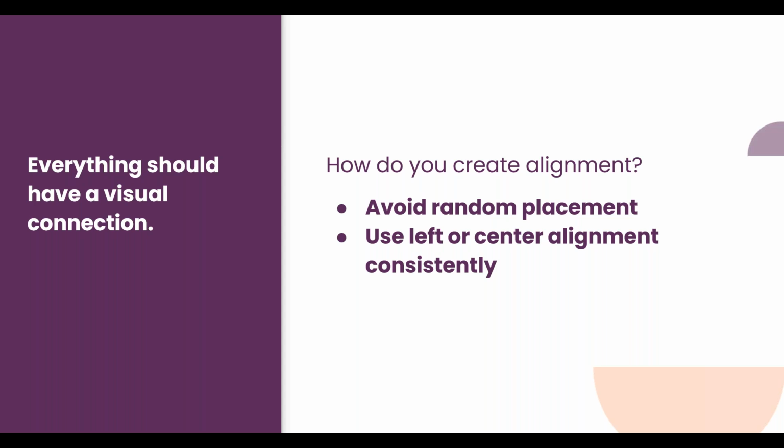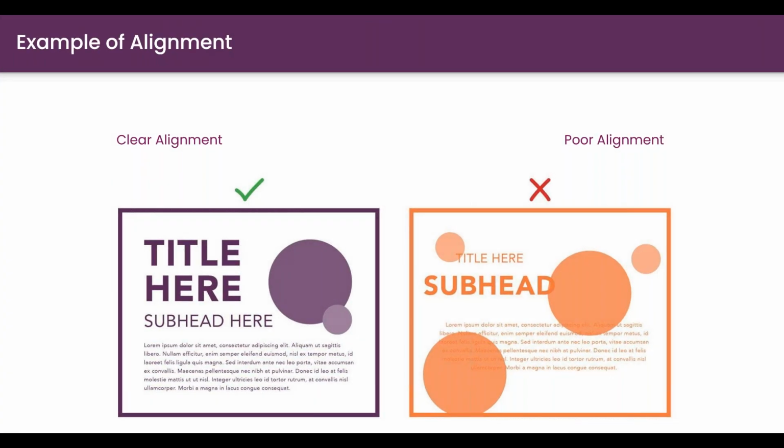Okay, so now we're going to see an example. And so here's clear alignment, right? On the left, we have a left justified title, subhead, and then the copy. To the right of that, we have the graphic or picture, and everything falls within this nice, beautiful little alignment grid. And you can't see that I'm moving my hands around, but I am.